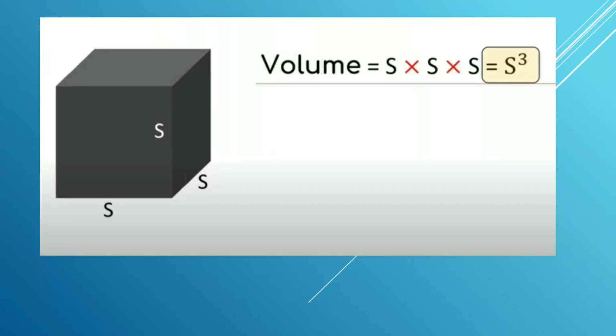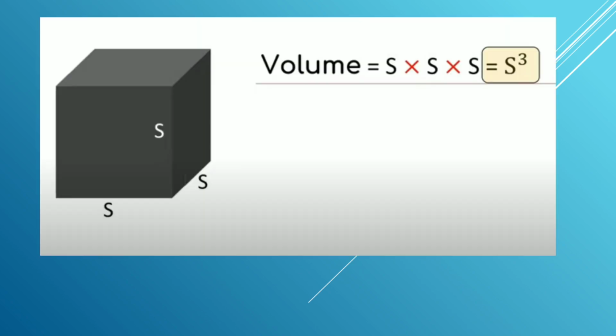First of all, we have to take one cube. You can see here that each side of the cube is equal to s. So for finding the volume of this, we will multiply each side three times, meaning s multiply s multiply s will be equal to s cube. For square figures, meaning 2D figures, we find the area. But for 3D figures, we have to find volume.